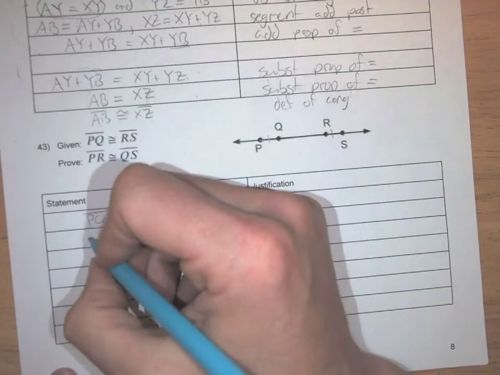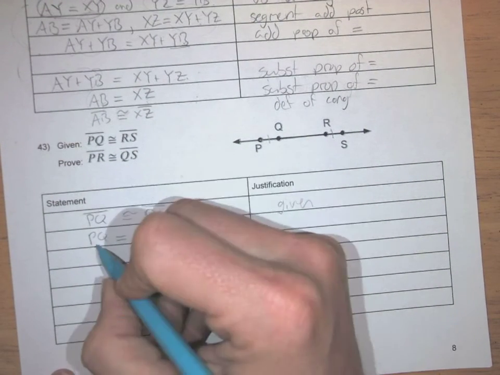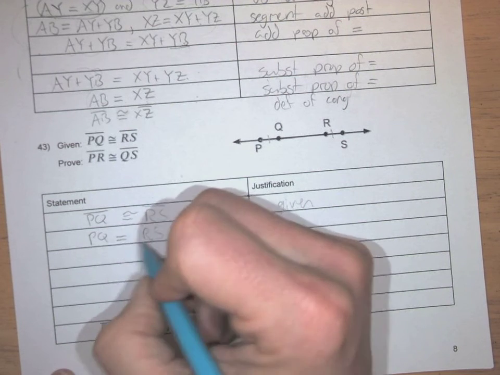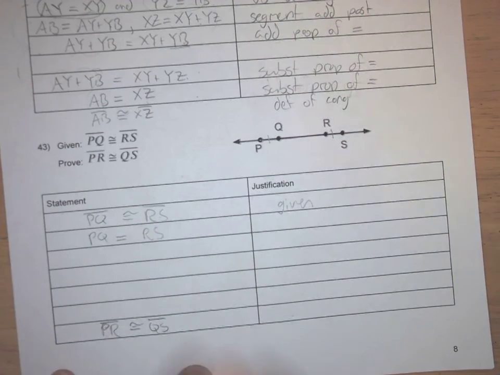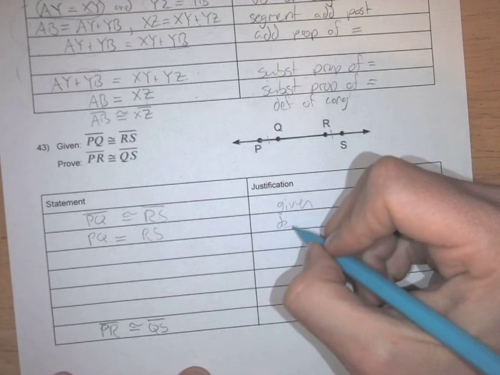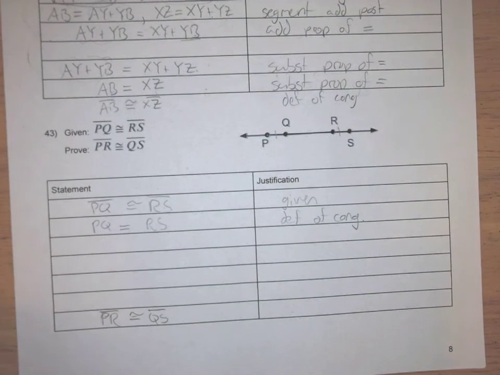But the next statement I'm going to make is that PQ has to be equal to RS. Like the measurement of PQ. The measure of PQ is equal to the measure of RS. This is saying two segments are congruent. This is saying two measurements are equal. And again, that's definition of congruent segments, or def of con for short.